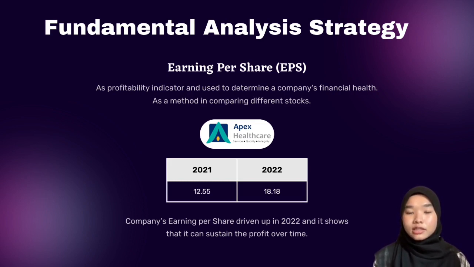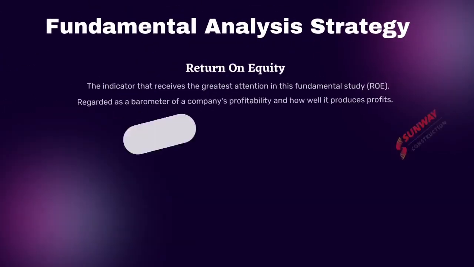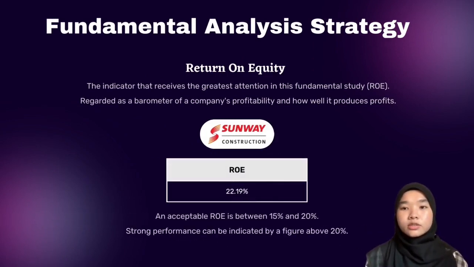To support the result, a total profit year over year of this company is also one of the signs that the company is growing rapidly this year, which is 91.87%. A second company that we traded is Sunway Construction Group Berhad.